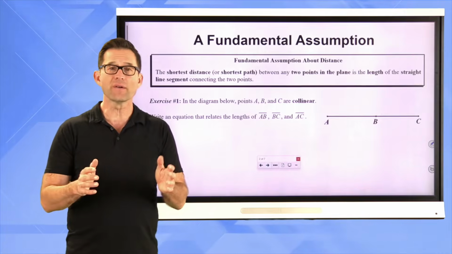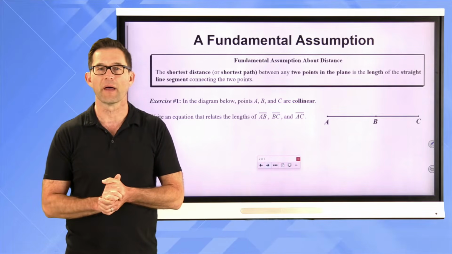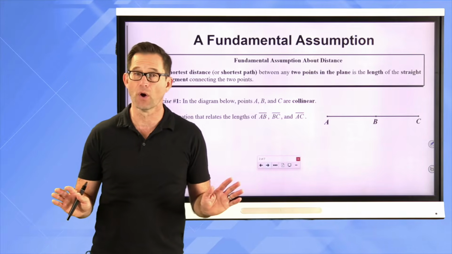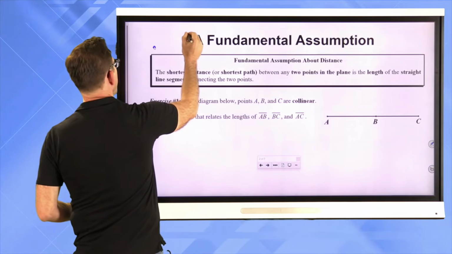Now, we start today with a very fundamental assumption about space. Let's talk about that. Fundamental assumption about distance. The shortest distance or shortest path between any 2 points in the plane is the length of the straight line segment containing the 2 points. Now, I really have to sort of hammer this home. It's probably something that seems very obvious to you.